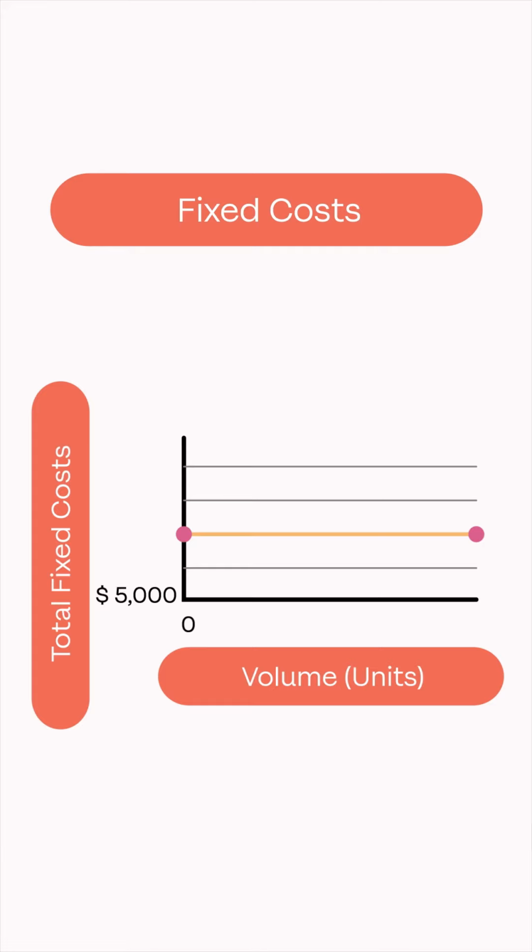For example, Company A pays $5,000 in property taxes every month. This payment will remain $5,000 whether the company works every day of the week or closes over the weekend. The cost of the property taxes is fixed.